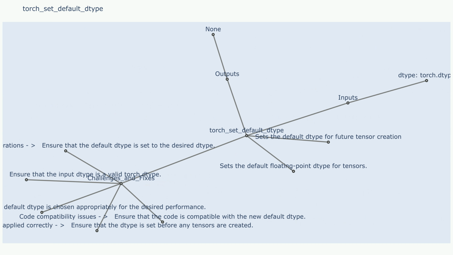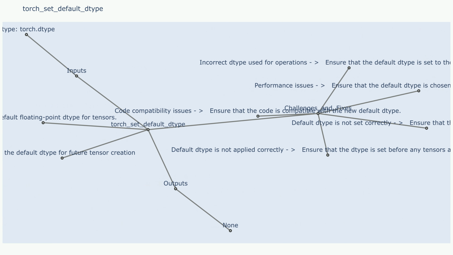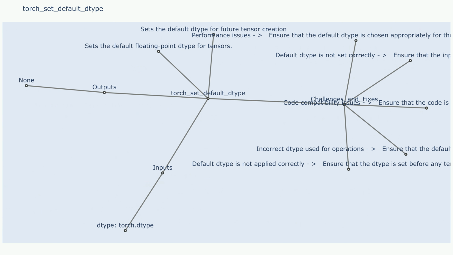Steps: Set the desired default data type using the torch.set_default_dtype function. The specified data type becomes the default for all subsequently created tensors, unless a specific data type is explicitly provided.